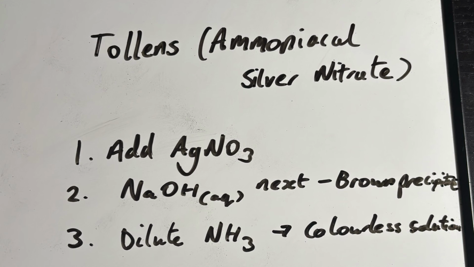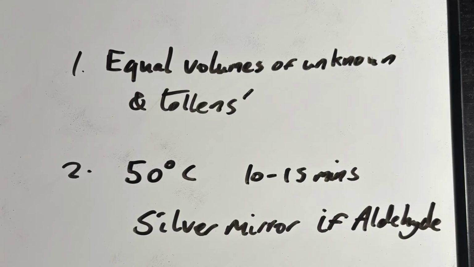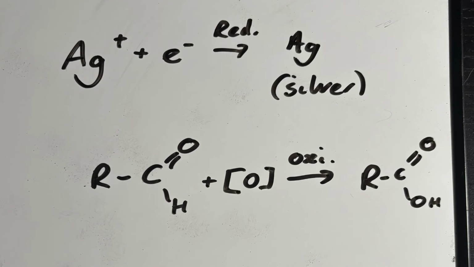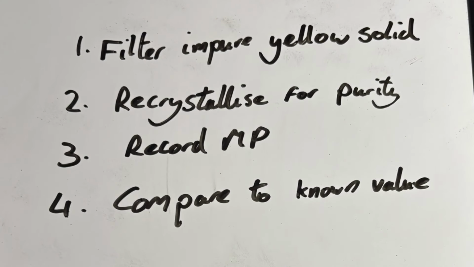To make it, you're going to add silver nitrate, then you're going to add some sodium hydroxide, which will form a brown precipitate. Then you add dilute ammonia, and it changes it to a colorless solution. Then you take equal volumes of unknown solution and your Tollens, and you heat it to 50 degrees for 10 to 15 minutes. And if there's a silver mirror, then you have an aldehyde. So the silver is reduced and the aldehyde is oxidized. You can check the purity using a melting point apparatus to compare the melting point to the known value.